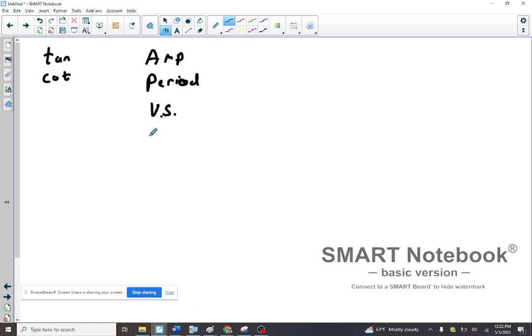Vertical shift, domain, range. How many questions are on this topic? 2. Can you tell us just like one? One of them is going to be a sine cosine, and one of them is going to be a cotangent tangent. And secant and whatever? No, because those are annoying.